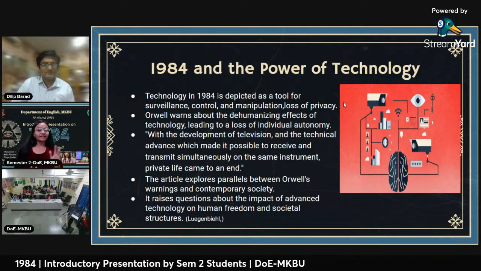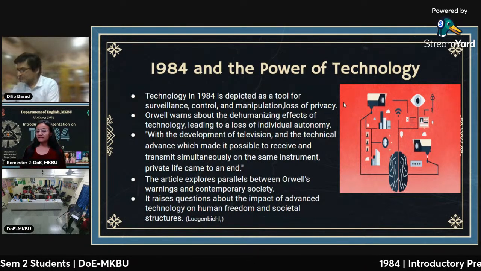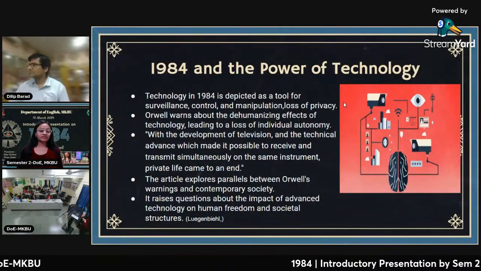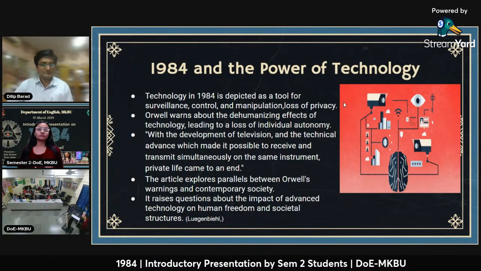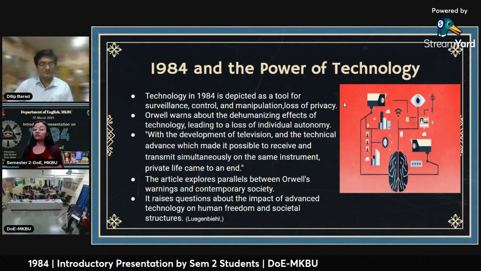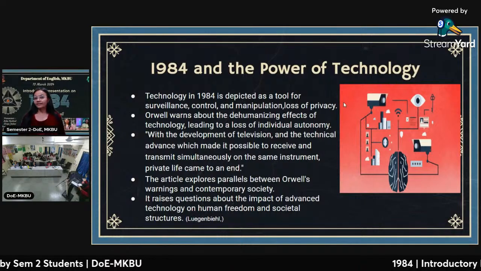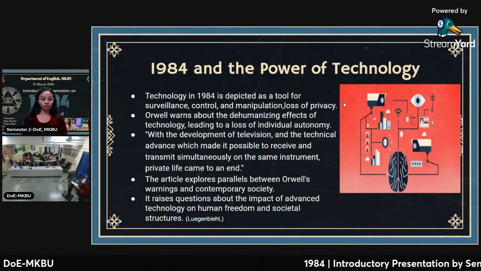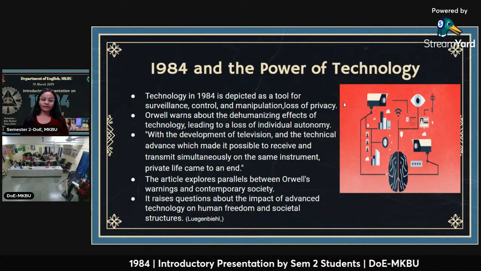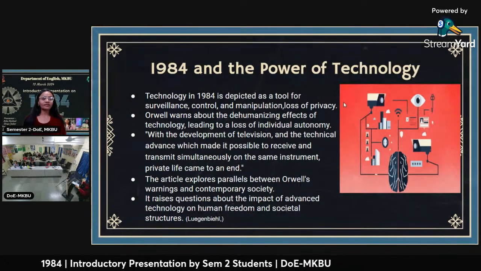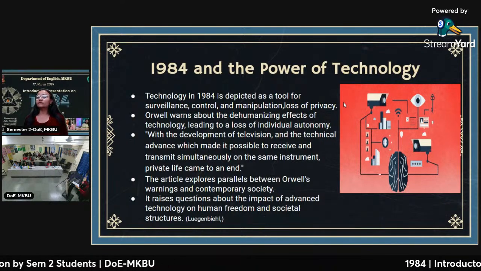Okay, so in that article, he stated that with the development of television and technical advance, which made it possible to receive and transmit simultaneously on the same instrument, private life came to an end. So with that, the private life of people is also under everyone's eye, and one can know about that. That also raises the question of how far surveillance or technology can harm humans' freedom.